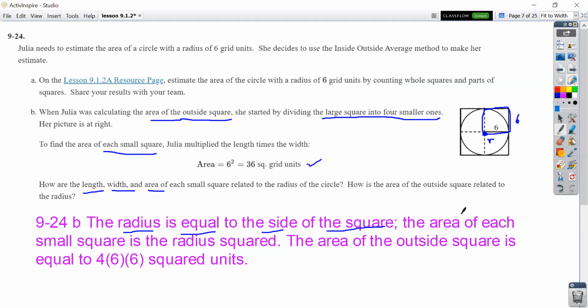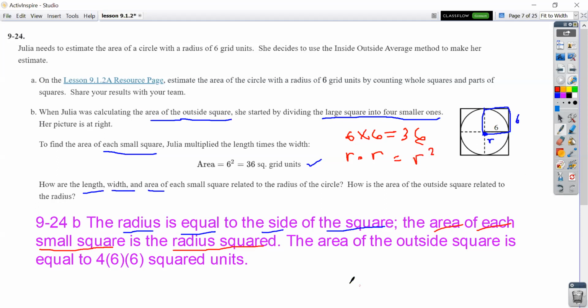Continue. The area of each smaller square is the radius squared. The area is 6 times 6, equal 36. What is 6? 6 is the radius. What is the other 6? It's the same thing, the radius. So when you take radius times radius, it's the same thing as radius squared.